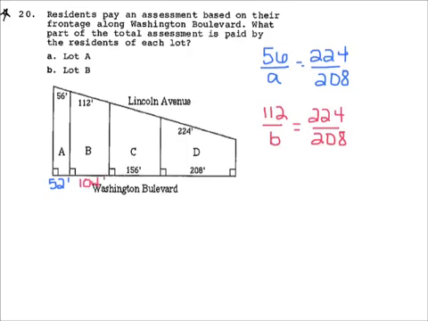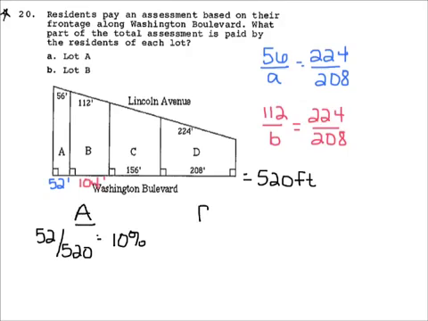And again, because this question says what part of the total assessment, I want to do a percentage. So I'm going to add together all of the footage along Washington Boulevard: 52 plus 104 plus 156 plus 208. And I get that there's a total of 520 feet. Then for the residents in lot A, I would do 52 divided by that 520. That's going to be 10%. It's actually going to be 0.1, but remember that would change to 10%. So this is for lot A.